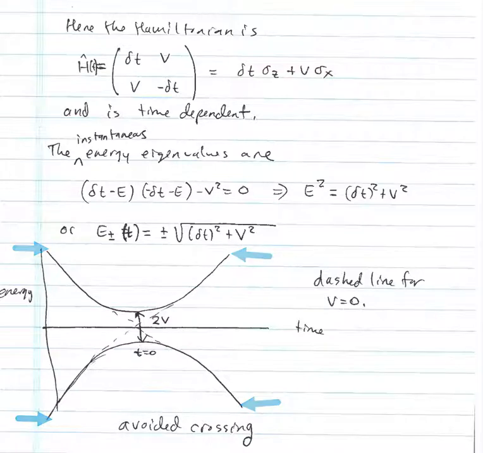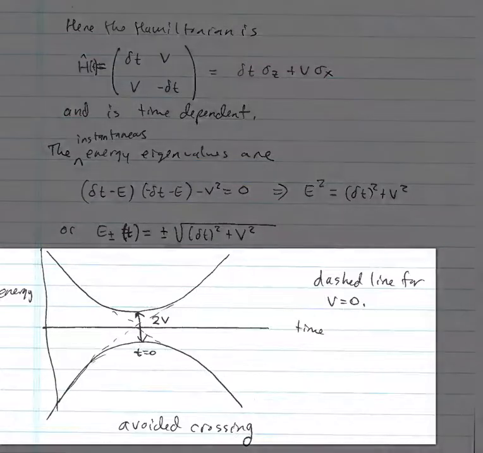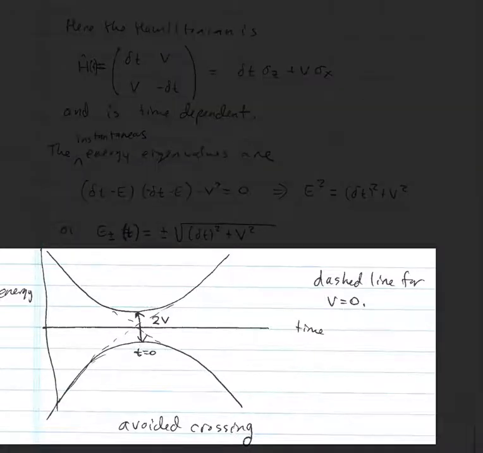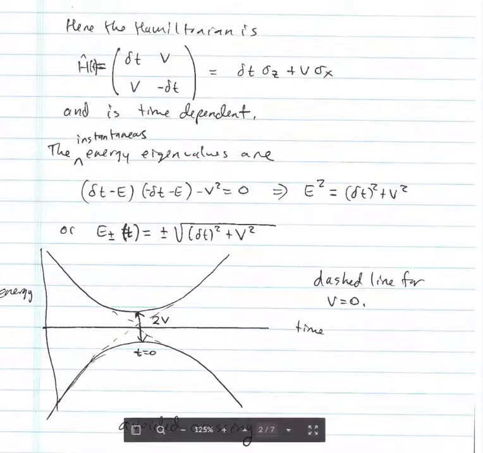And so it looks like the plot that we have here, where we have these two parabolas and they don't cross. They look like they should cross, but then they have what's called an avoided crossing. And they're always separated by a distance where the minimal distance is equal to 2v. The dashed line shows you what you would get if you took the limit where v equals 0, where you really would have a crossing of two lines and would act like two linear lines that are crossing each other.